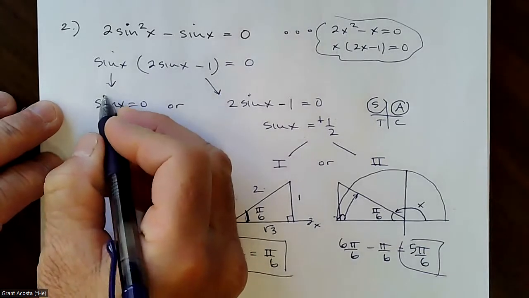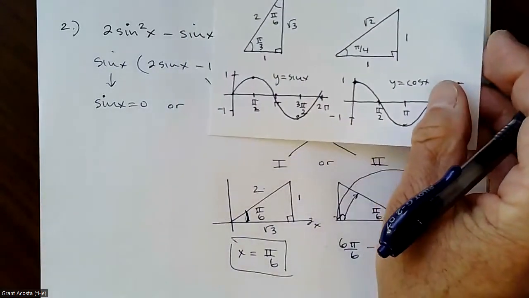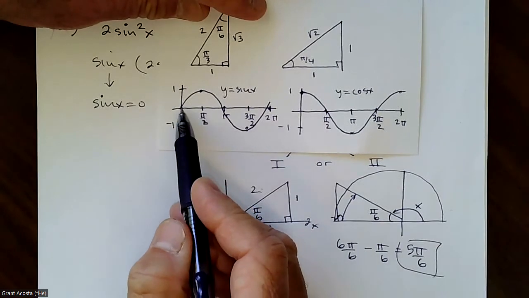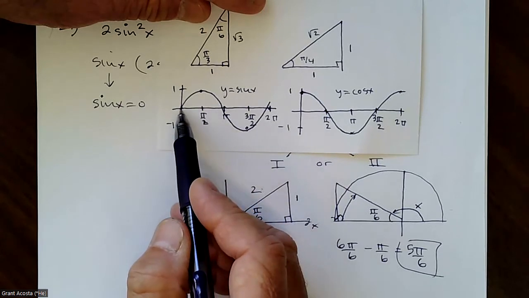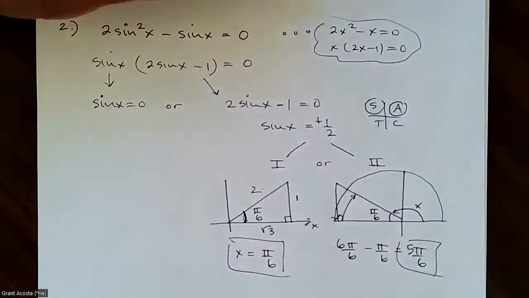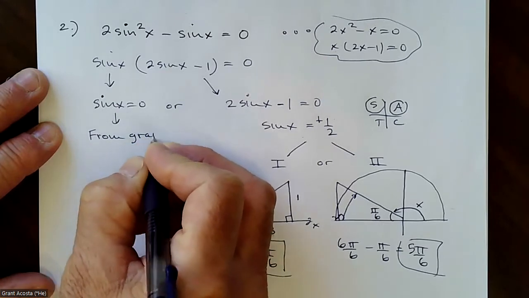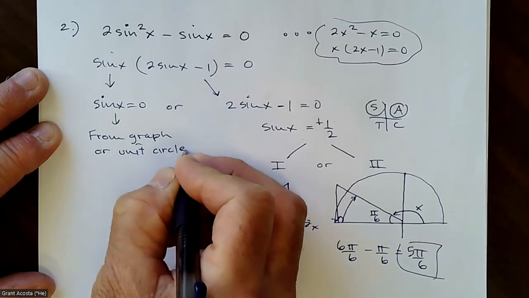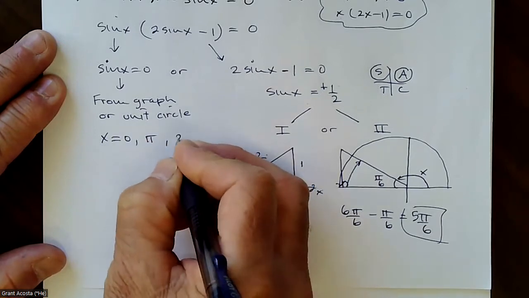Now, if sine of x equals 0, you need to know that that's not a triangle problem. That is a graphing problem, or a unit circle problem if you still want to use the unit circle. If you reconstruct this graph, we've already done it on this note card here, I can tell from the graph that sine of x equals 0 at 0, pi, and 2 pi. So I'll just put here, from the graph, or we were using the unit circle for a while. If you like that, go ahead and use the unit circle. x is equal to 0, pi, or 2 pi.